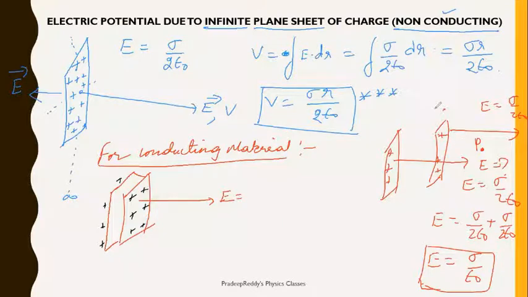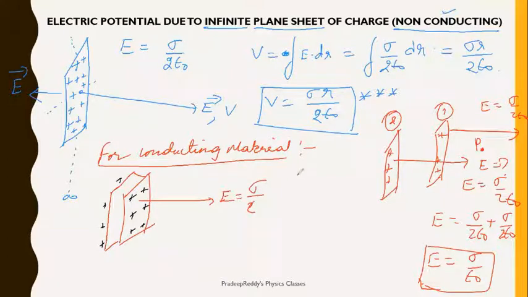This is one sheet, right side. This is another sheet, left side. The left side sheet is uniformly distributed with positive charge. The right side sheet is also distributed with uniform positive charge. Because of the right side sheet, the field is sigma by 2 epsilon naught. Because of the second sheet too, there will be a field sigma by 2 epsilon naught. I'll add those two so that you will get the net electric field E, which gives you sigma by epsilon naught. So the electric field here can be written as sigma by epsilon naught.